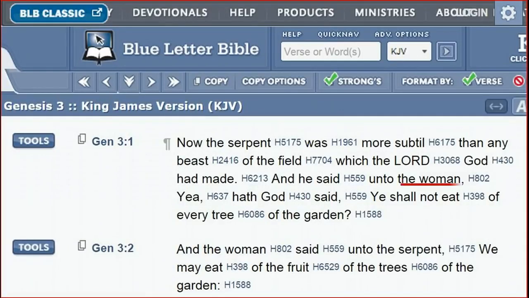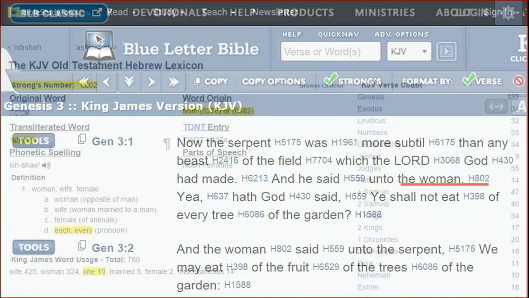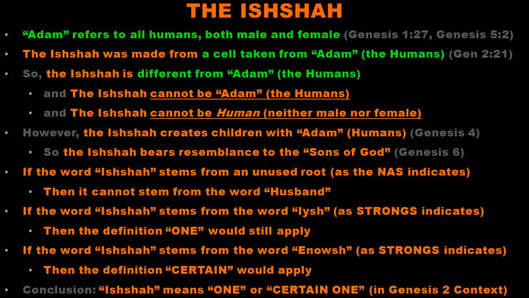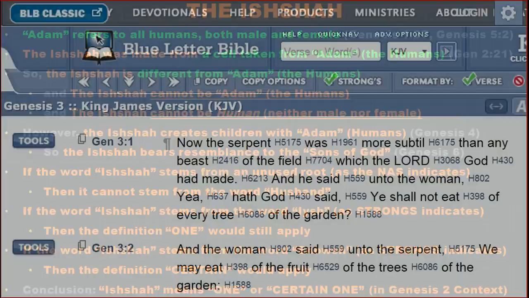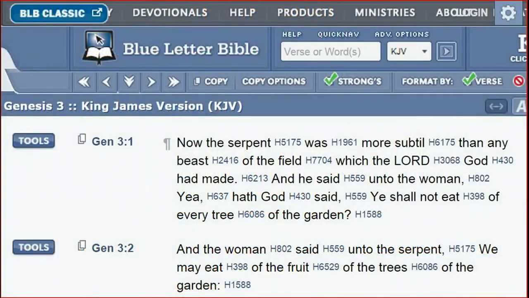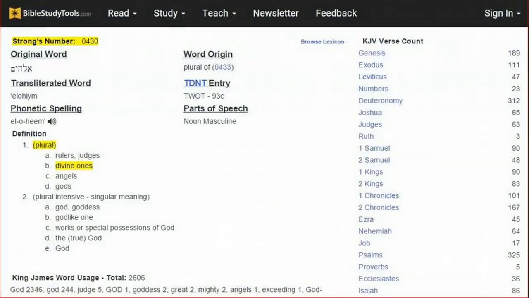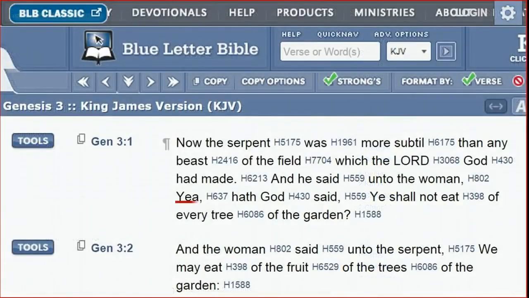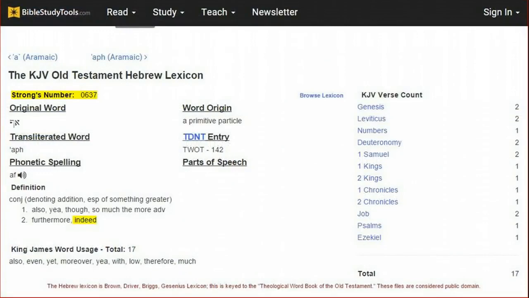And then next we know the word translated as woman, number 802, is the Hebrew word Isha, and the texts make it clear that the Isha cannot represent humans, but instead means certain one, and in the Genesis 2 context it refers to the hybrids that Yahweh made to mate with the humans. We also know the word translated as God, number 430, is Elohim, which refers to the creators of the earth, and the word Yeh, number 637, also means indeed.